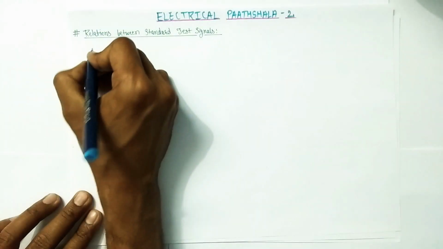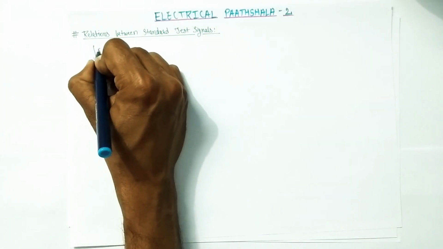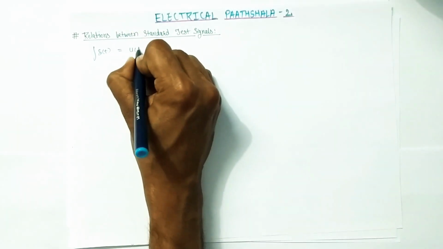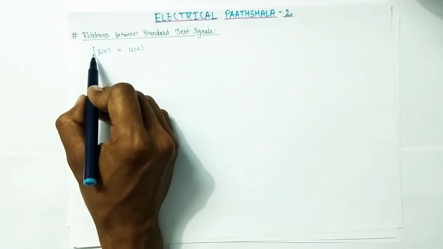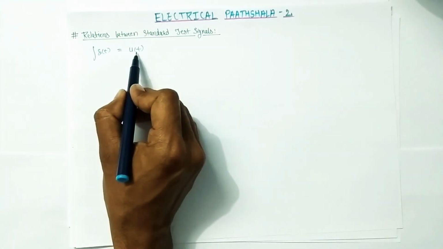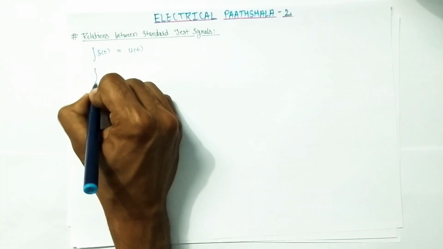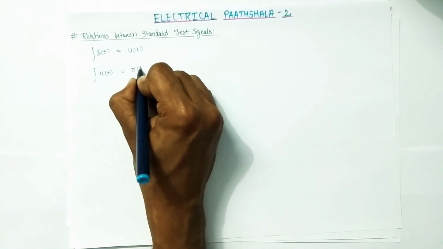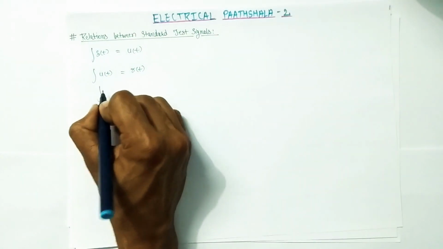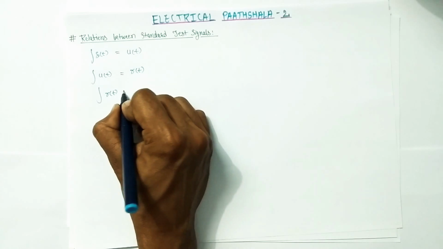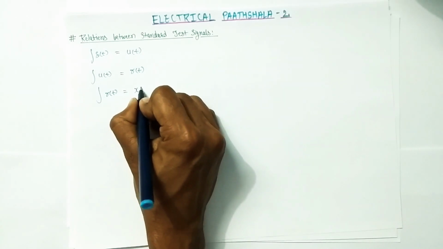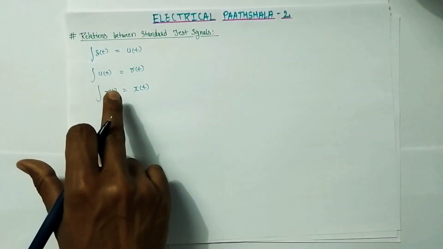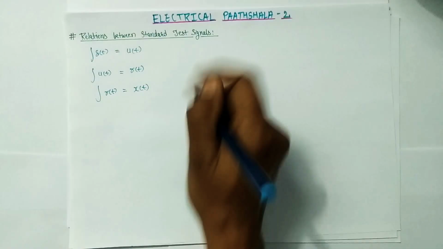So the integration of delta(t) will give you the step signal. It means that the time integral of the impulse signal will give you the step signal. Similarly, the integration of the step signal will give you the ramp signal, and the integration of the ramp signal will give you the parabolic signal. So this is the relationship between standard test signals in the form of integration.